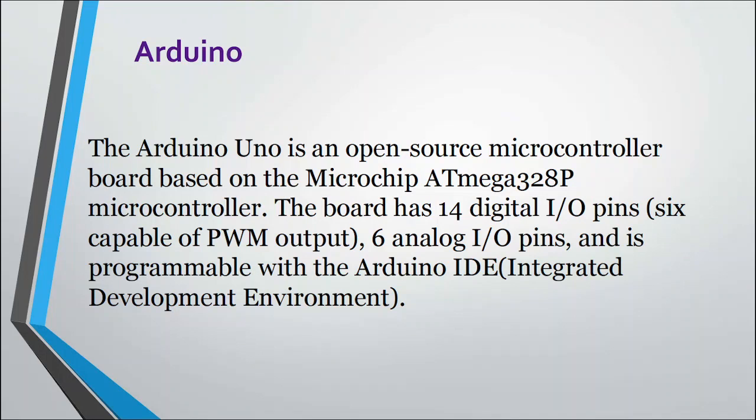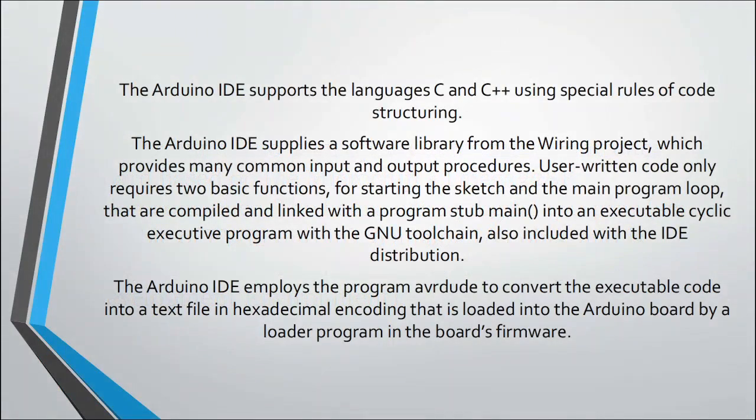The Arduino Uno is an open source microcontroller board based on the Microchip ATmega328P microcontroller. This board has 14 digital input output pins as well as 6 analog input output pins and is programmable with the IDE. The Arduino supports languages like C and C++, and we should follow the syntax of the code. So here we write the code using C in the Arduino.